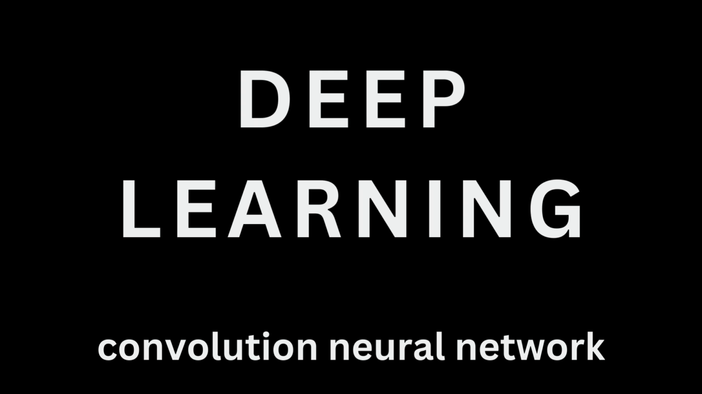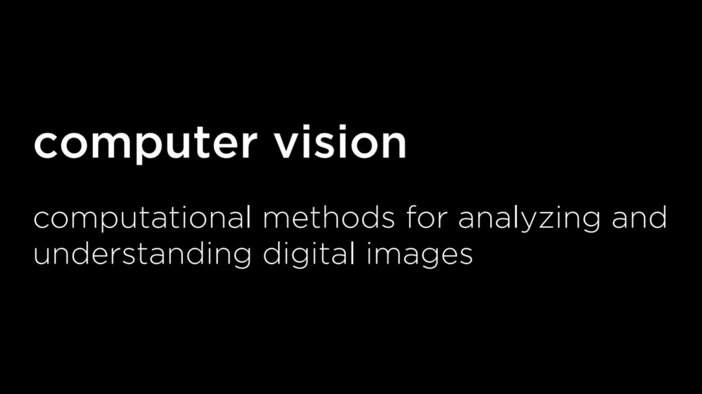So first of all, my name is Abdul Rauf, and in this video we'll talk about convolutional neural networks. Basically, convolutional neural networks or CNNs are used for computer vision tasks. So what is computer vision? Well, computer vision is a computational method for analyzing and understanding digital images.